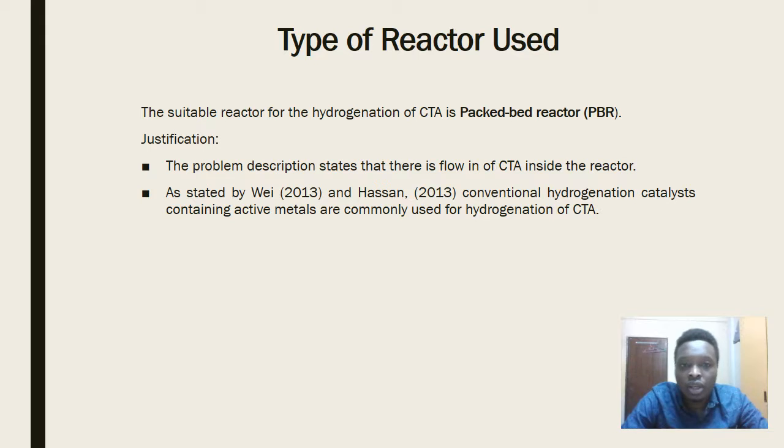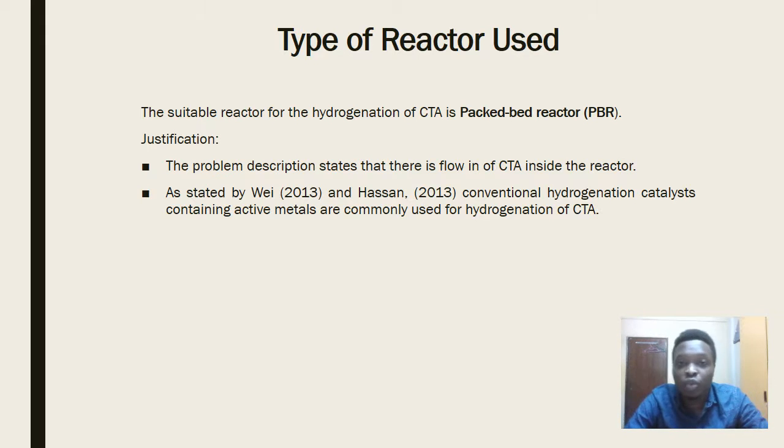So moving on, what is the type of reactor used? The most suitable reactor for hydrogenation of CTA, which is our process, is packed bed reactor. So why do we choose packed bed reactor? First, according to the problem description, there's a flow in of CTA inside the reactor. That implies that a flow type reactor will be needed here because there's a flow in, so a flow type reactor will be used.